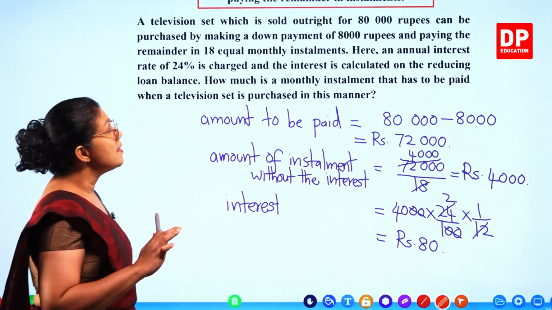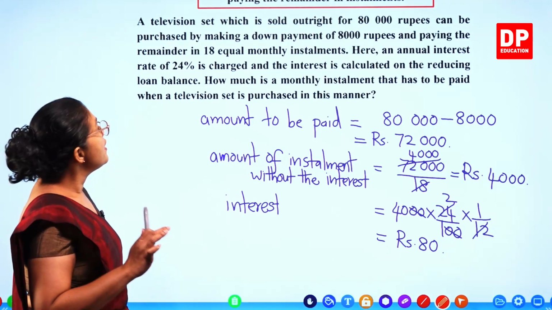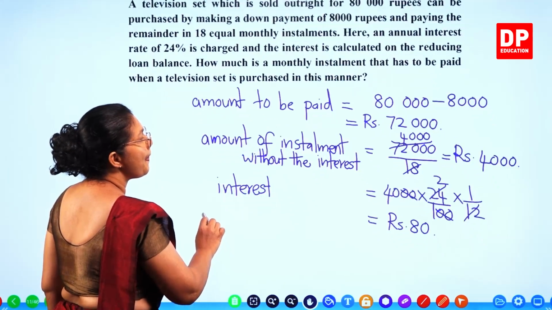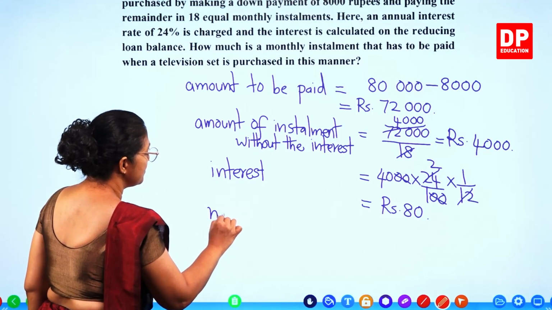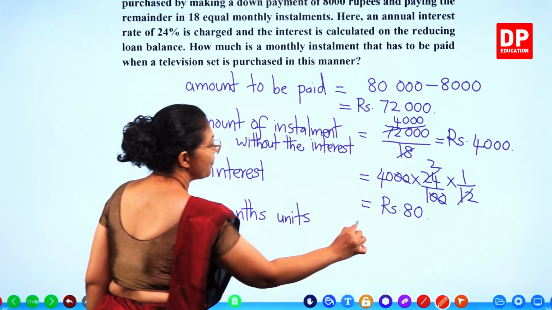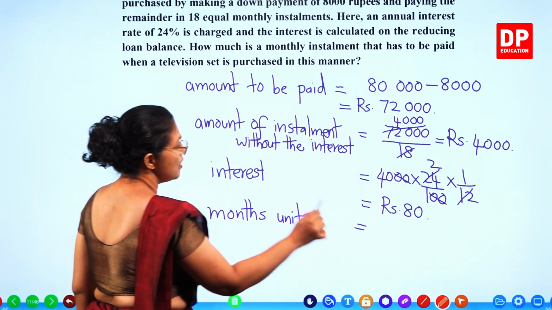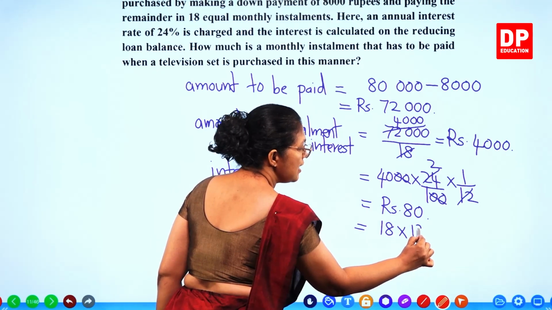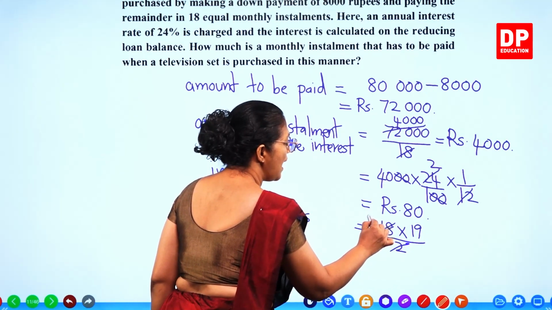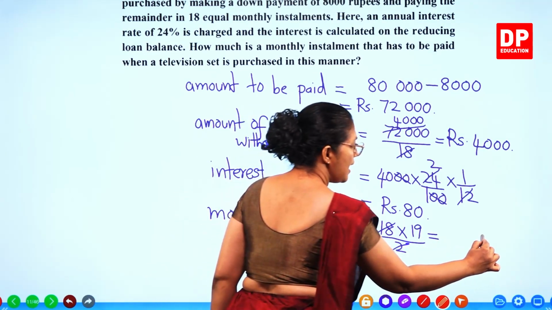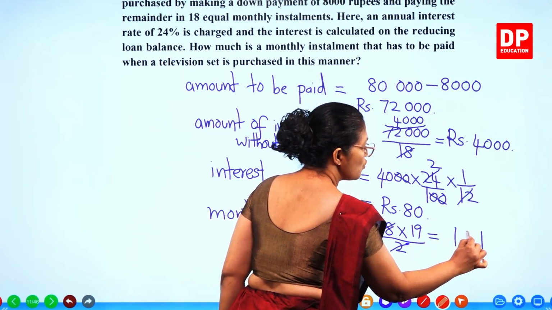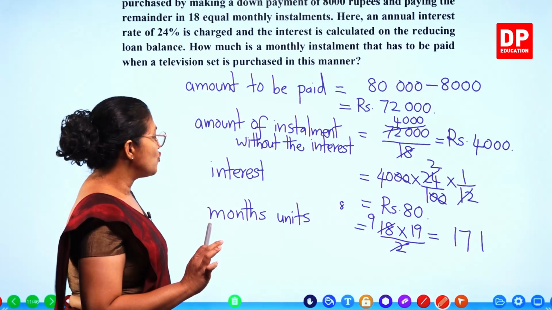Now, this is paying according to the reducing balance method. So you have to calculate the month's units. So what's the month's unit? Month's units are, so this is 18 equal months. So 18 into 19 over 2. n into n plus 1 divided by 2. So you get 9 times 19. Now multiply 9 times 9, 81. 8 remaining. 9 times 1, 9 plus 8, 17. So 171 month's units are there.